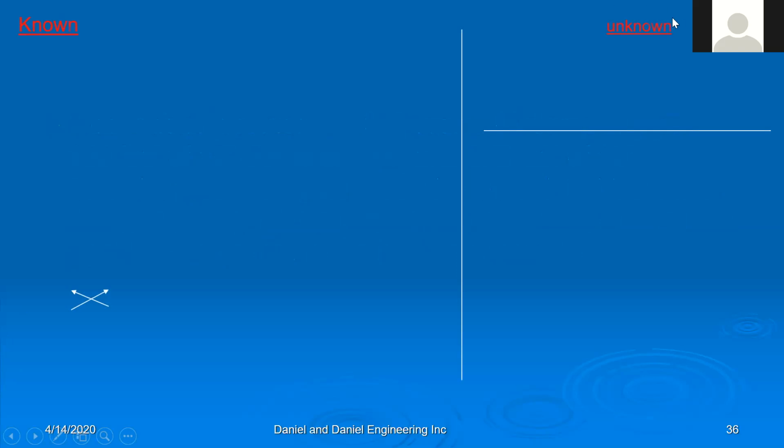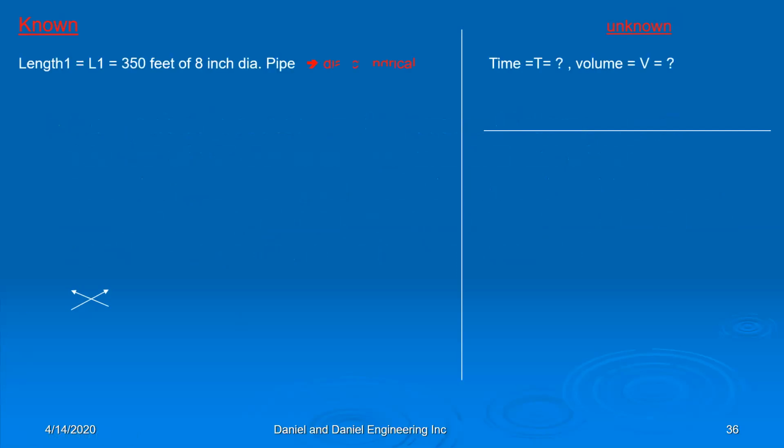Again, we're starting off with the known and the unknown. Don't mind my lines and my arrows, you will see why I put them there. I divide up my screen like that. In terms of known, the first thing I know is length number 1, which is the length of the 8-inch pipe. I put in red the fact that I see 8-inch pipe. You talk about a diameter, so you're talking cylindrical, right? Let me give a time and a volume. So that's my unknown to start. Let me see what else I know.